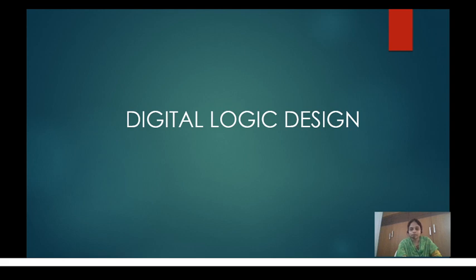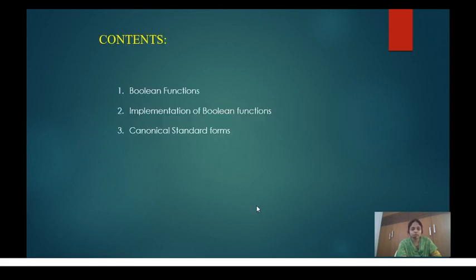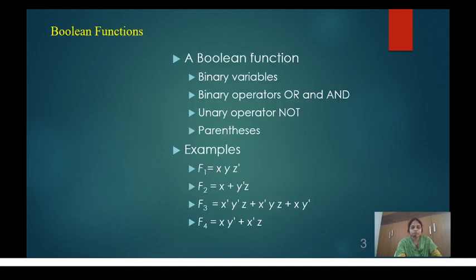Hello everyone. In this video, we will discuss what Boolean functions are, how to implement Boolean functions, and what canonical and standard forms are. First, the Boolean function. A Boolean function consists of binary variables connected by AND and OR operators, and the NOT operator can also be used, which represents the complement, along with parentheses. An example of this Boolean function is f1 is equal to x, y, z complement.